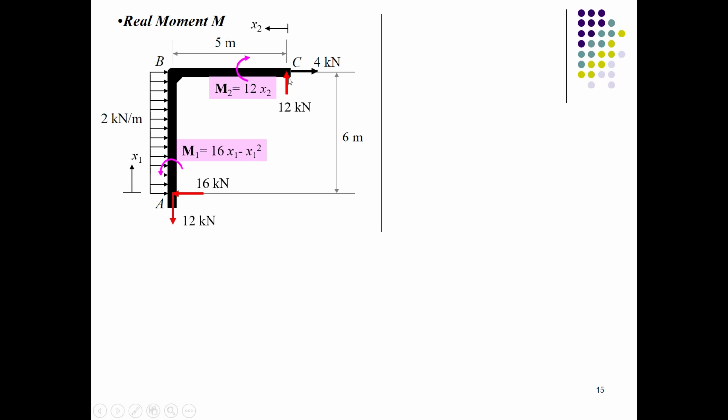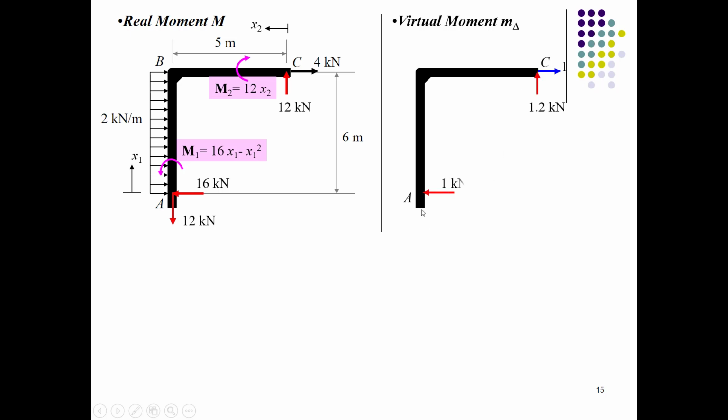You will apply the virtual load at point C in the horizontal direction of 1 kilonewton and find out the reactions due to this force, which are 1.2 kilonewton and 1 kilonewton. You have two unknown reactions and two equations as well, which are sigma Fx equals 0 and sigma moment at any point equals 0. You will solve these equations to come up with the reactions.